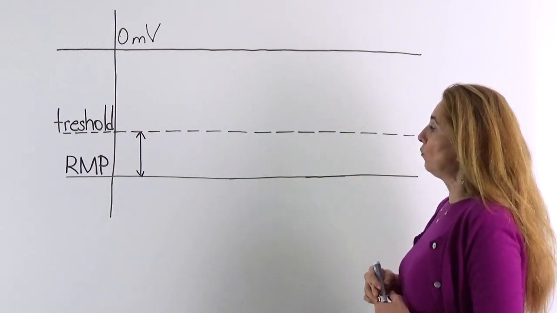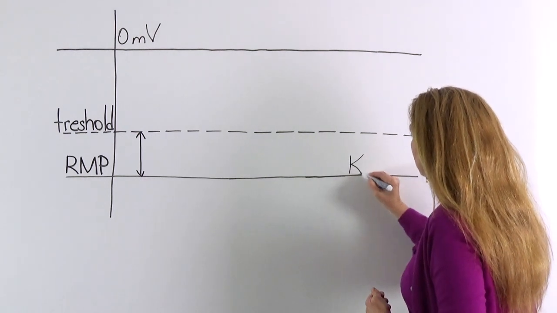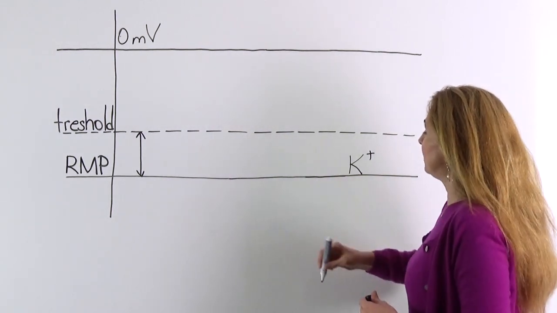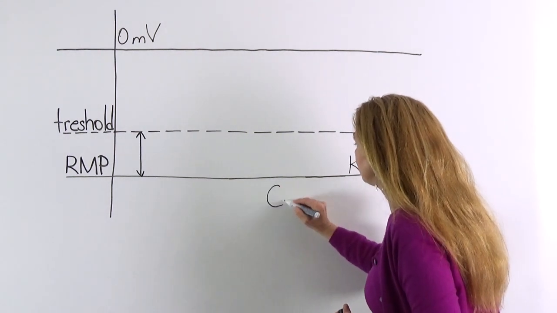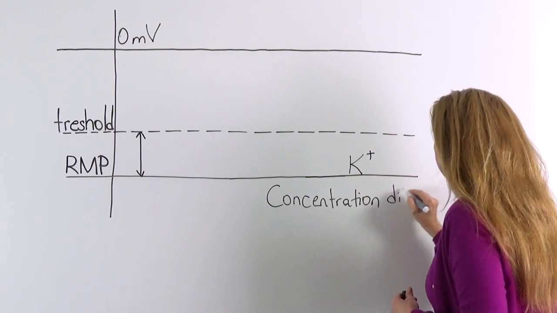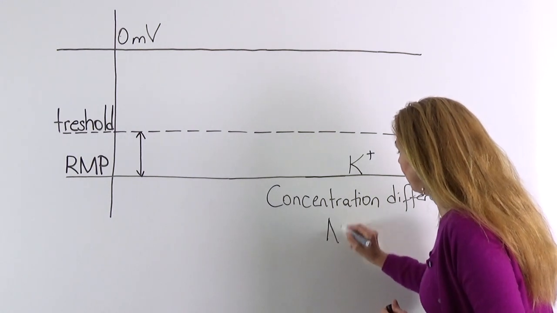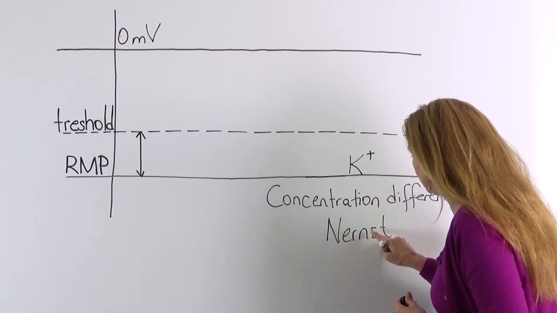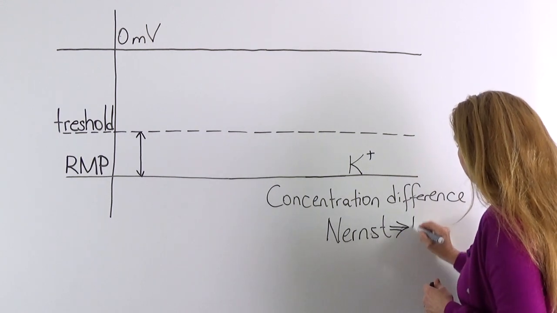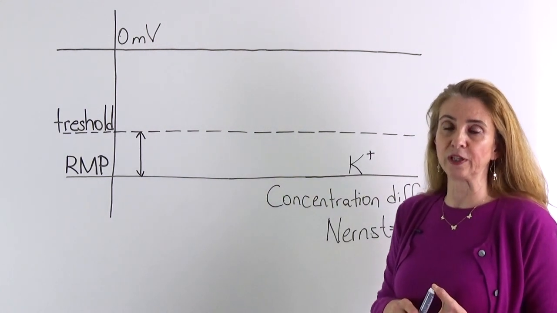We know from our video on the resting membrane potential that the main ion that determines the resting membrane potential in almost all cells is the potassium ion. So, what determines the resting membrane potential is the concentration difference of potassium between the two sides of the cell membrane. This concentration difference is determining the Nernst potential of potassium, and Nernst potential in turn is determining the resting membrane potential. So the main ion that is important for resting membrane potential is potassium.